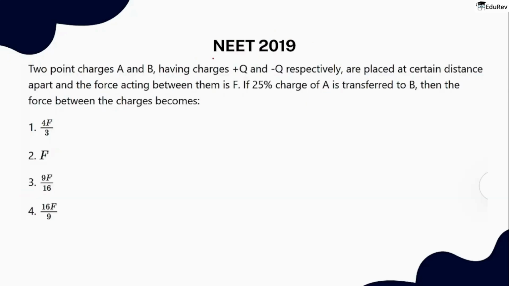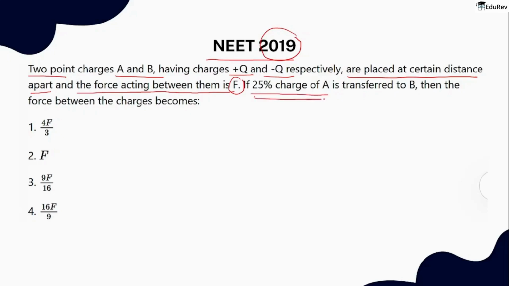Let us solve another question which appeared in NEET 2019 based on Coulomb's law. In this question, 2 point charges A and B, having charges plus Q and minus Q respectively, are placed at a certain distance apart, which is not known here. It is given that the force between these 2 point charges is F. Now what is happening? Here 25% of charge A is being transferred to charge B. And we have to find the new force between the 2 charges. The options for the question are as follows.